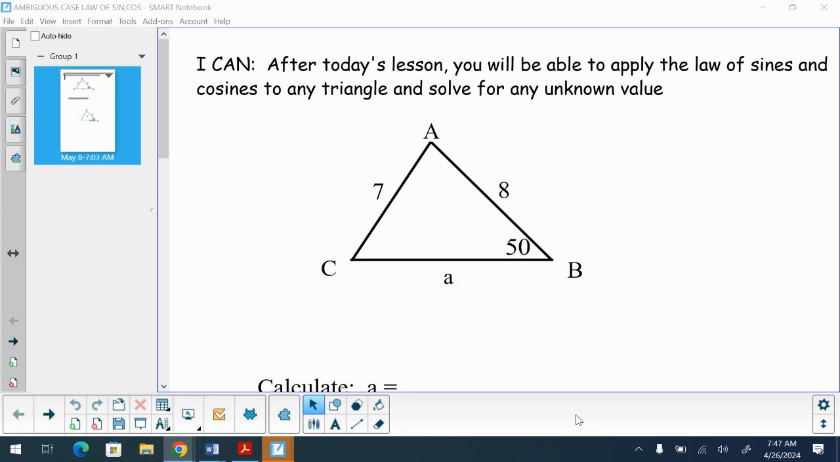If they're right triangles, they're easier to deal with. If they're not right triangles, then it's a little bit more difficult, but we can use law of sines and law of cosines to be able to manipulate around the triangles.